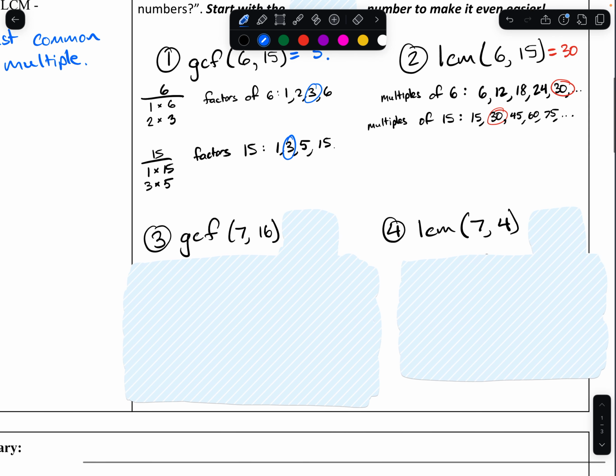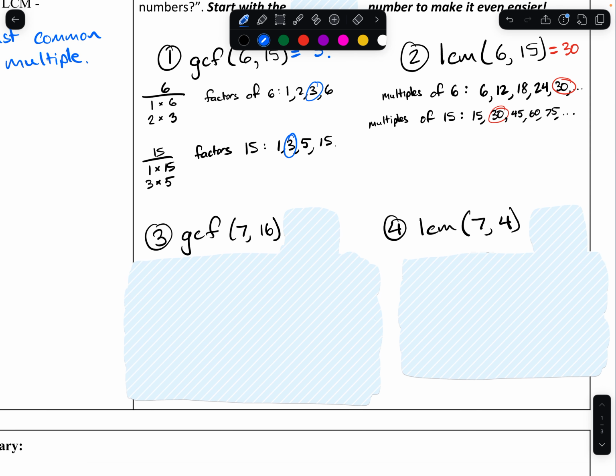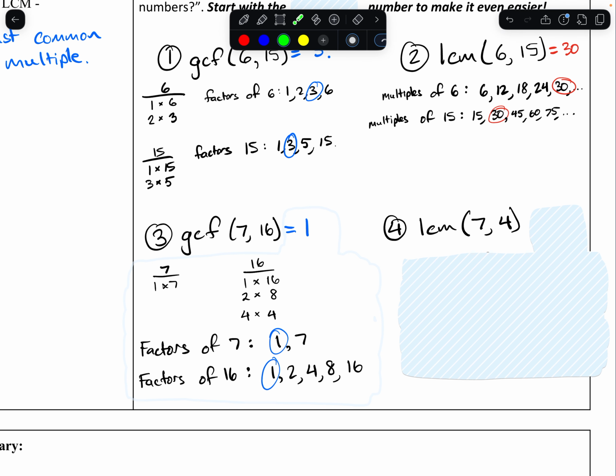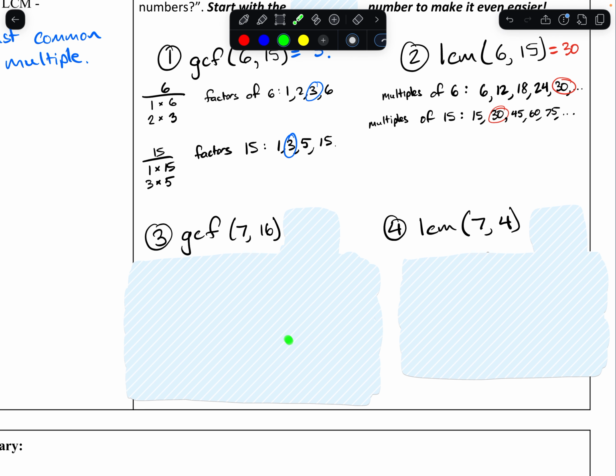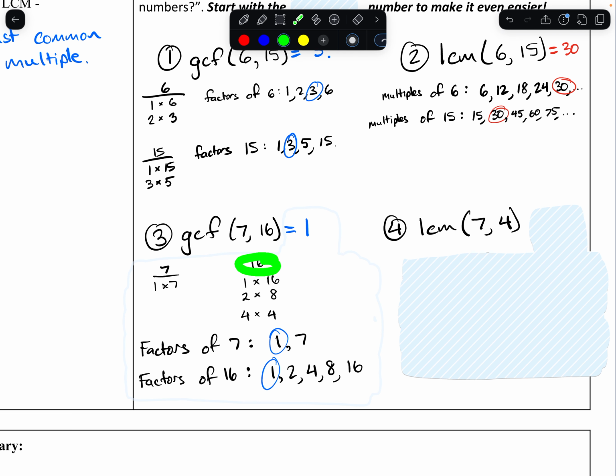I'd like you to try these 2 practice problems on your own, and then come back and check your work. Let's start with number 3 here. I'd like you to find the greatest common factor of 7 and 16. Remember, we're looking at factors, not multiples. All right, so the factors of 7, those are nice because 7 is prime.